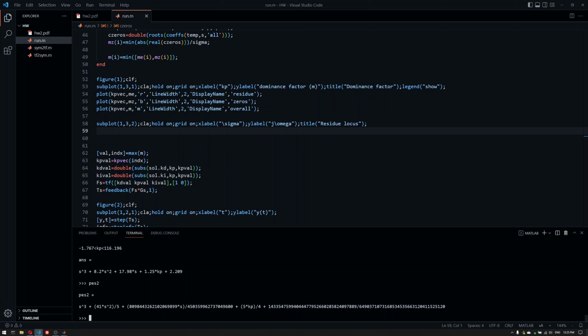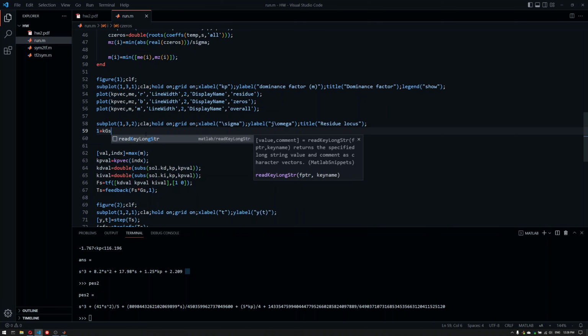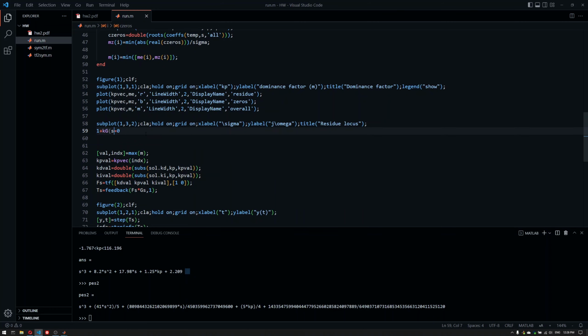What I'm going to do is, if we use VPA, we get this here. If this is equal to 0, I can rearrange it so that I get a 1 plus k times Gs formula here. 1 plus k times Gs equals 0. This is called the root locus equation. You should be familiar with this.